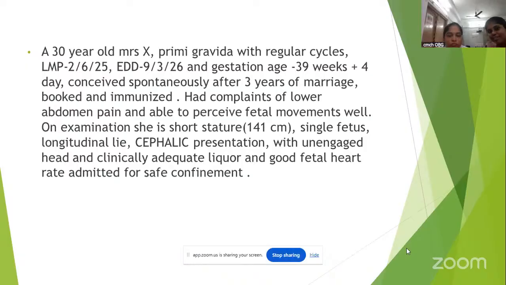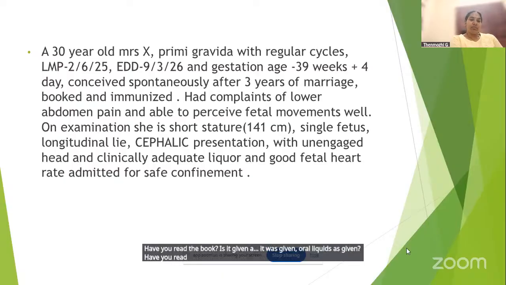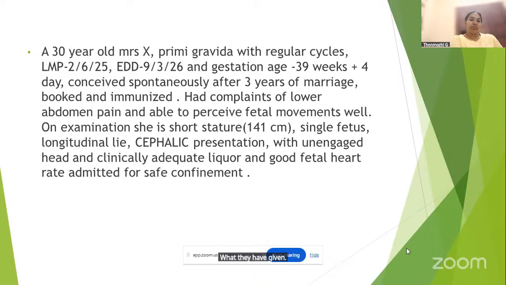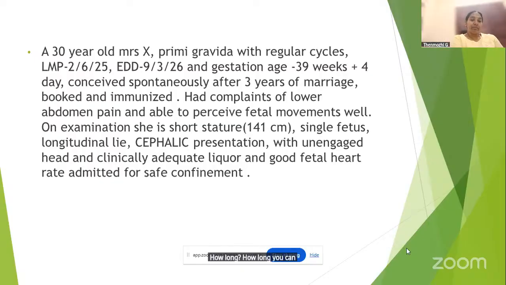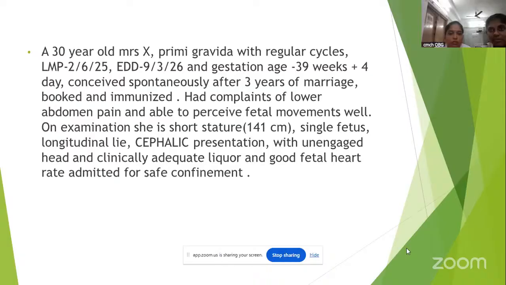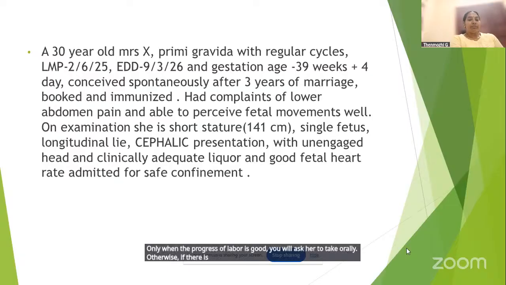In the first stage, we can allow her oral intake, clear liquids, ma'am. Have you read the book? What have they given? Clear liquids, ma'am. Up to how long can you give clear liquids? 4 hours. Only when the progress of labor is good, you will ask her to take orally. Otherwise, if there is a prolonged or protracted descent or arrest of dilatation, you have to keep her nil oral and supplement with IV fluids. Yes, ma'am.